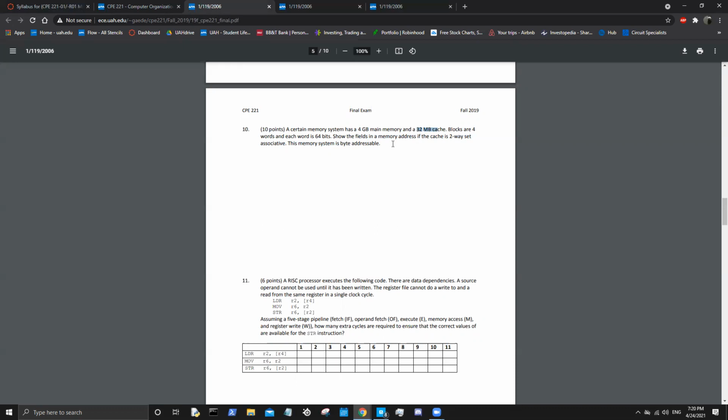Blocks are 4 words each, so that means we have 2 bits of block offset, and then each word is 64 bits. So that's a new one. So 64 bits, otherwise known as 8 bytes, means our byte offset is going to be 3 bits instead of 2 bits, as it's been in the last 2 practice problems we've done. So that means so far the running tally here is 5 bits of address. Now, in order to calculate the cache, you're going to do 32 megabytes, which is 32 times 2 to the 20th. You do 2 to the 20th minus 2, which is now 2 to the 18th, minus 3, which is now 2 to the 15th.